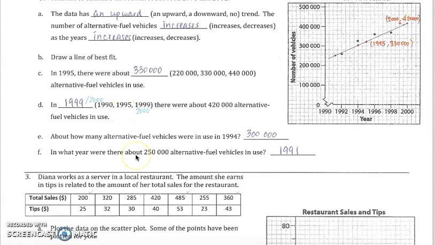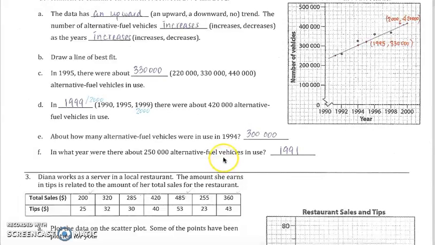E. About how many alternative fuel vehicles were in use in 1994? So let's go to 1994. And remember, when we are making these predictions, we are not using the actual data points. We are using points that are on your line of best fit. Therefore, you have about 300,000 of these vehicles in use in 94.